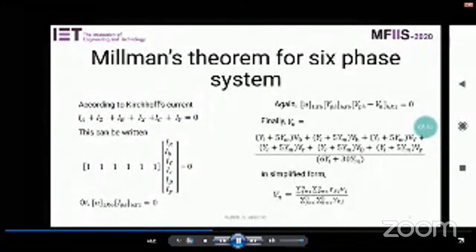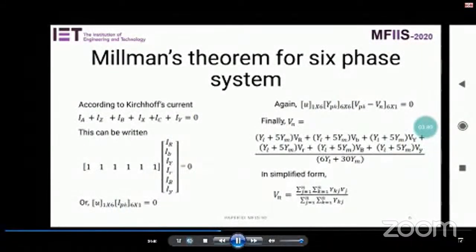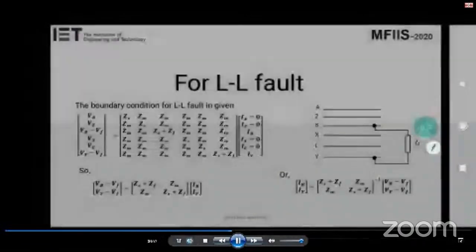According to Kirchhoff's current law, Ia plus Iz plus Ib plus Ix plus Ic plus Iy is equal to 0. So the equation can be written using the unity matrix U into I phase is equal to 0. By putting this value in the voltage equation, finally we get the value of Vn.